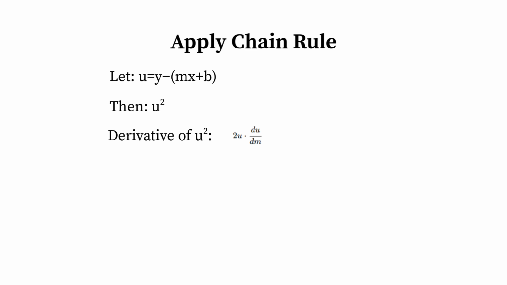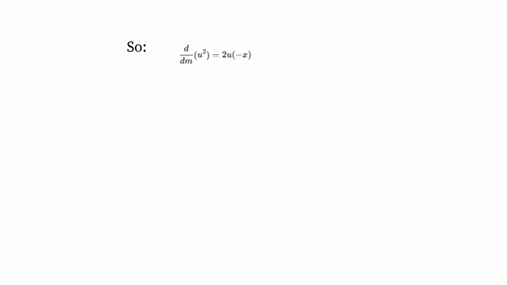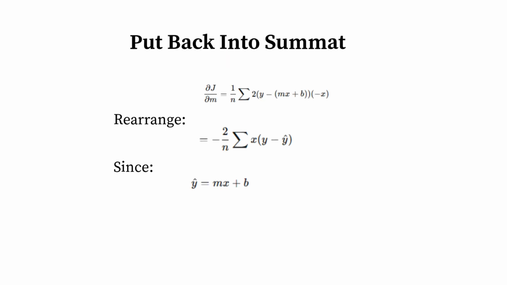Once you apply the derivative, the derivative of u squared is 2u, and then we again apply it to the u value, which is y minus (mx plus b). Here y and b are constants, and the derivative with respect to m is 1, so we will get the final value minus x. Now we will substitute back the values, and we will get the final value, which is minus 2 upon n summation of x times (y minus y cap). So this is with respect to m.